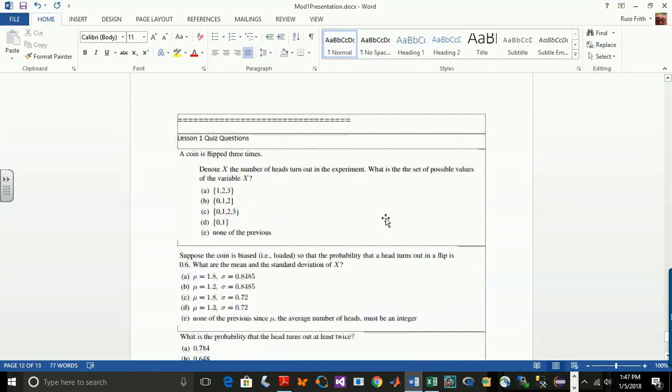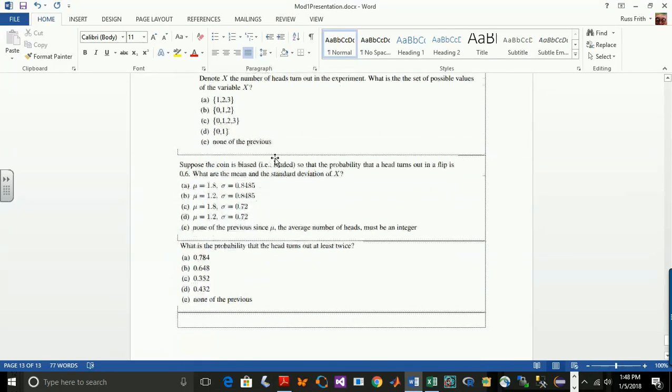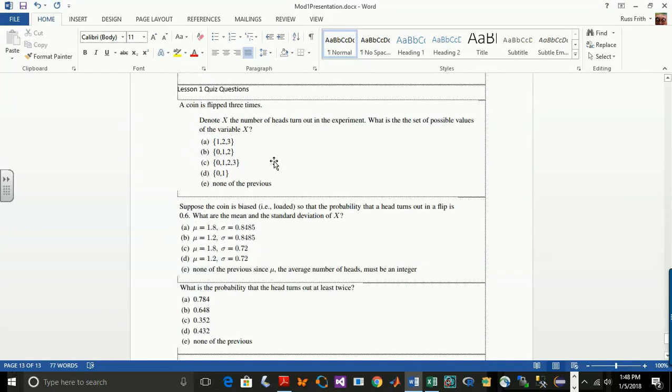All right, so now that we've walked through all of the technical content that you need for Module 1, we have Lesson 1 quiz questions. There are 3 questions, each equally weighted. The first question is, a coin is flipped 3 times. Denote X as the number of heads that turn out in this experiment. What is the set of possible values of the variable X? So you toss a coin 3 times. What are the possible values?